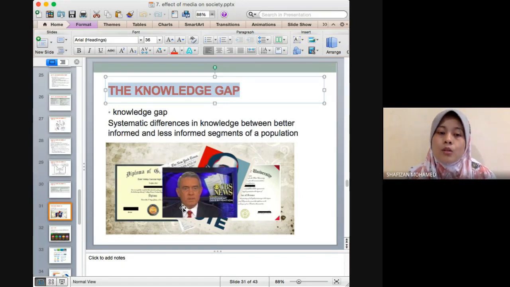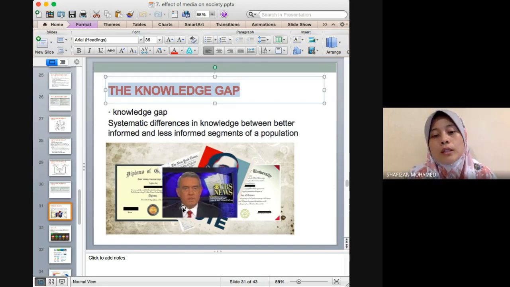Okay, so those people who are better informed can make better decisions. For example, deciding during an election: who do you vote for to become your prime minister or to become your government? You get the information from the media. If you've been living in a room without any information, you go out to vote, who do you vote for? You don't know, so you cannot make the right decisions.